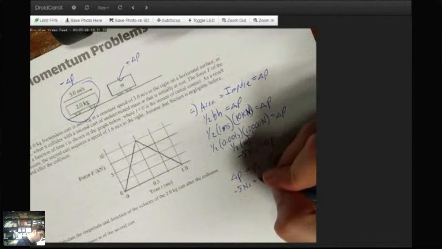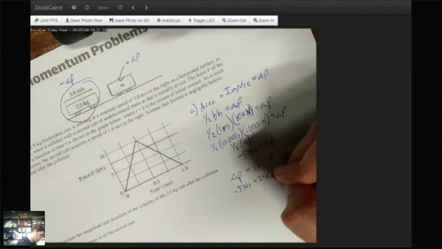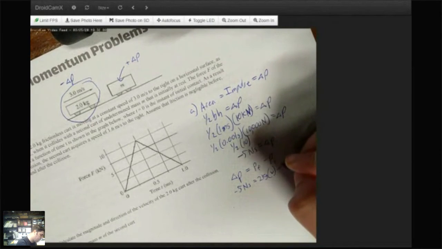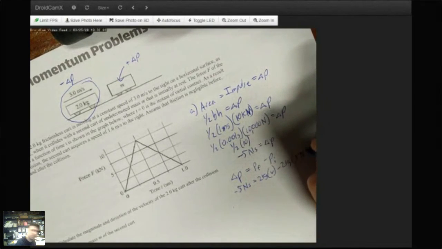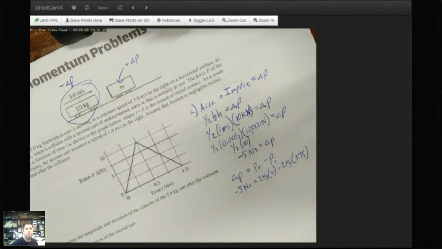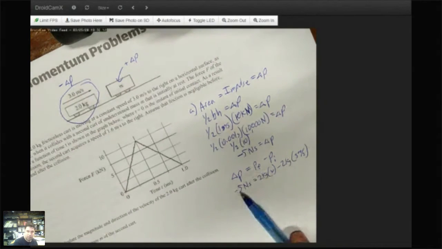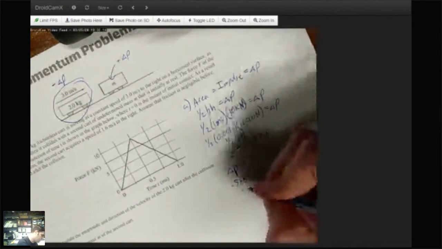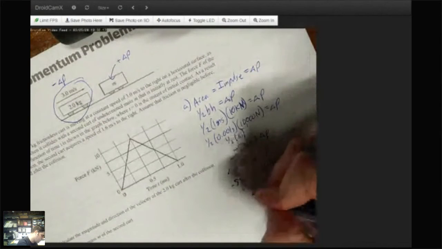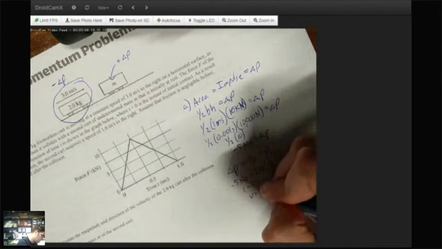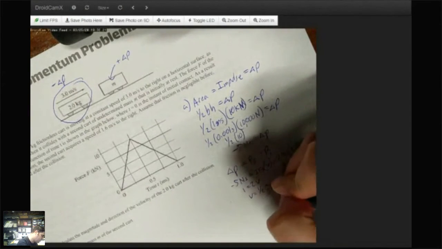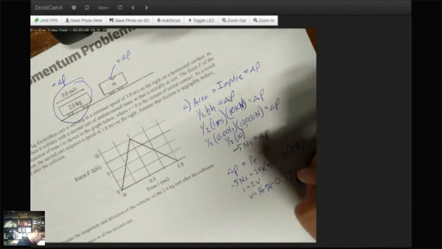So this will be 2 kilograms times V minus 2 kilograms times 3 meters per second. Yep, so 6, 5, add it over, that gives us 1. 1 equals 2V. V must be 1/2 meter per second. Let's write it as 0.5 meters per second.